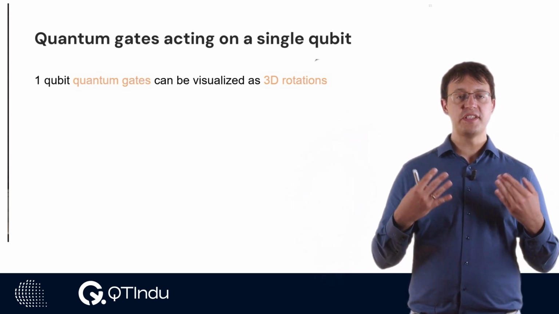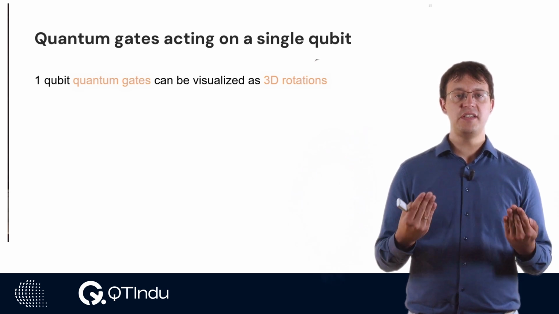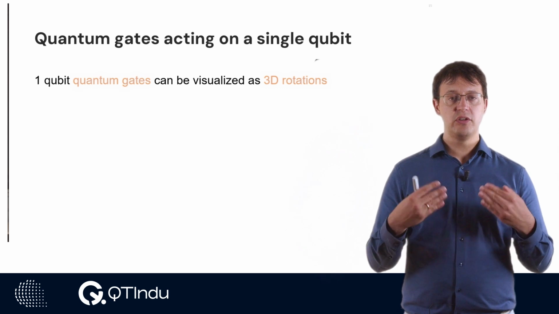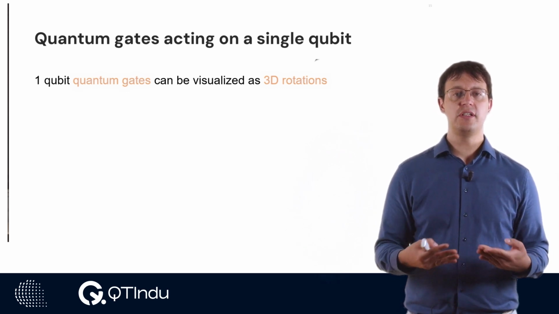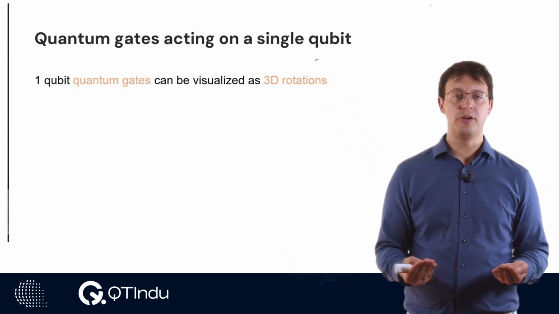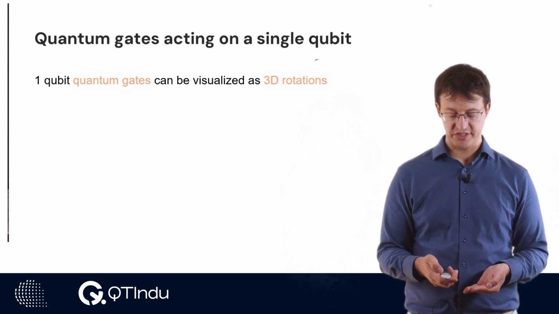Coming back from this abstract representation on the previous slide, how can we now visualize quantum operations? We will start here with single qubit quantum gates because these can be visualized as 3D rotations. And we will go over the most important and most common single qubit quantum gates you will encounter in the later lectures of this course.